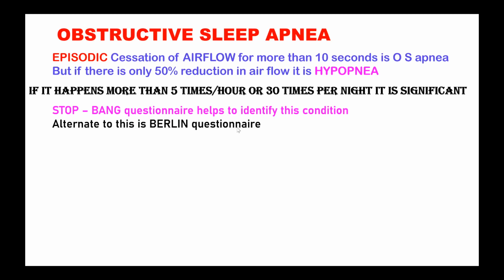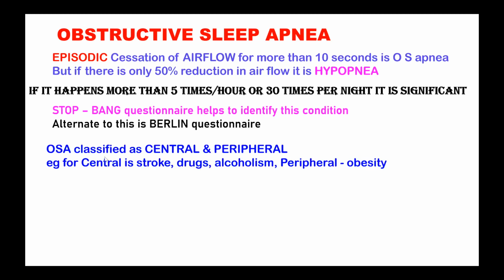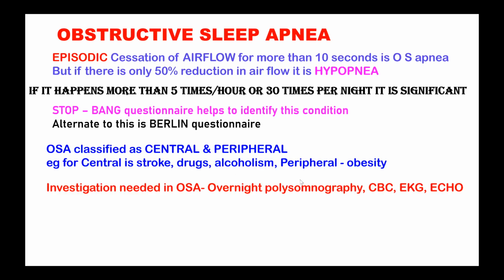significant thing. And the STOP-BANG questionnaire helps to identify this condition. An alternative to this is the Berlin questionnaire. OSA can be classified as central and peripheral. The central is usually due to stroke, drugs, alcoholism, and the peripheral is due to obesity, that is, the deposition of fat in the pharyngeal muscles.